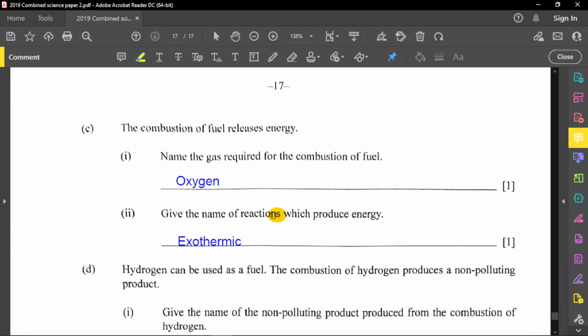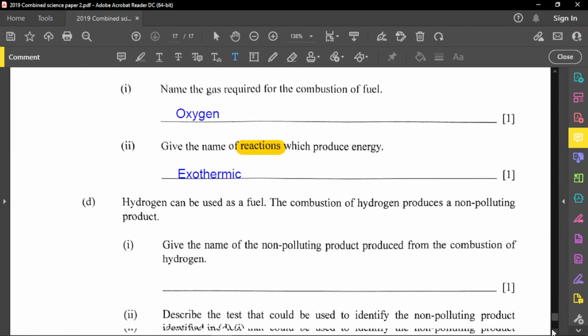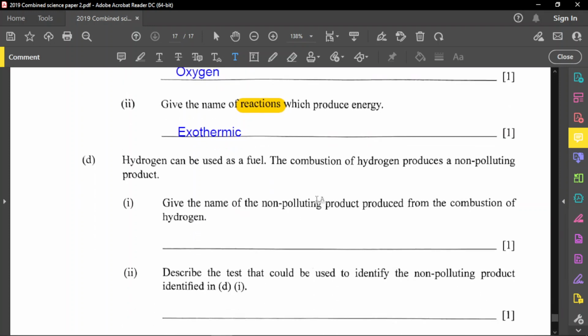So again, it's a reaction. I just want to make sure you understand that the chemical process is exothermic. All right, next part of the question here is that hydrogen can be used as a fuel. The combustion of hydrogen produces a non-polluting product. Give the name of the non-polluting product produced from the combustion of hydrogen.